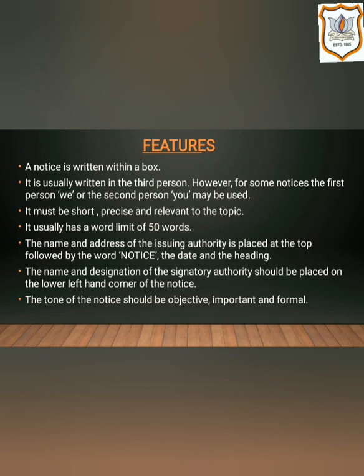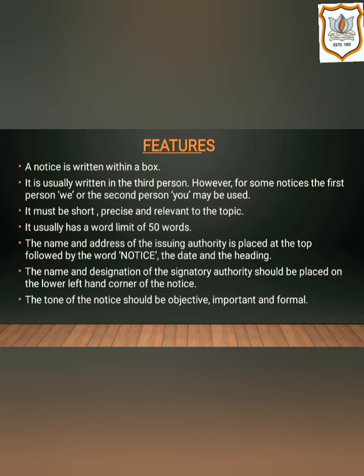The name and address of the issuing authority is placed at the top, followed by the word notice, the date, and the heading. So, when we start writing a notice, at the top we have to place the name and address of the issuing authority. Then we have to write notice. Then we have to put the date on the left hand upper corner, and then we have to put the heading, that is the topic of the notice. And then we will start writing the notice.